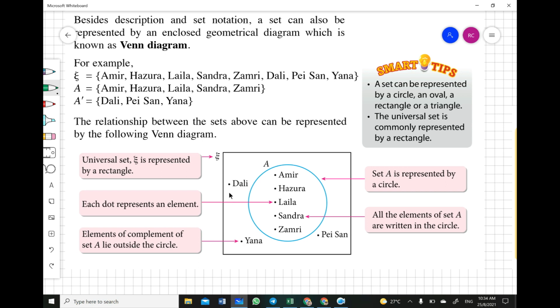The dot here means element. Without the dot means set, like this one. And the universal set symbol is always outside the rectangle. Now, if you look at the smart tips here, a set can be represented by a circle, an oval, a rectangle, or a triangle. You can use a triangle also. You can use an oval, but make sure you close it nicely. And the universal set is commonly represented by a rectangle.